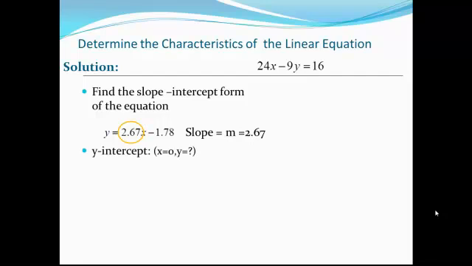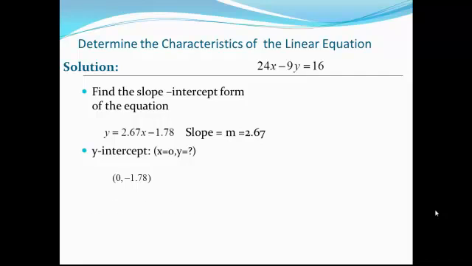We can also very easily read off that equation the y-intercept, or we can do a little bit of algebra by subbing in x equals 0 and figuring out y. And you can very clearly see that the y-intercept will be the point (0, -1.78).